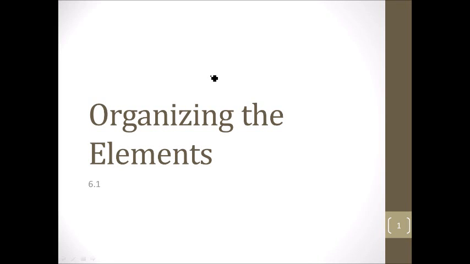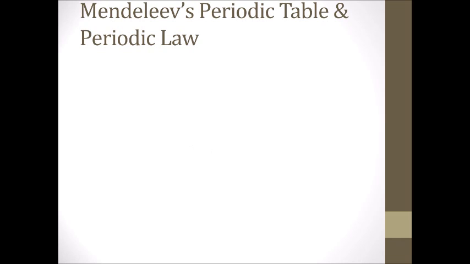All right, here we go with our video 6.1, organizing the elements, where we're going to really start to take a closer look at the periodic table. So chemists traditionally have used the properties of elements to sort them into groups, and really traditionally it was physical properties of elements. But as they started discovering more elements and learning more, they found that it became difficult to sort all elements into specific groups.